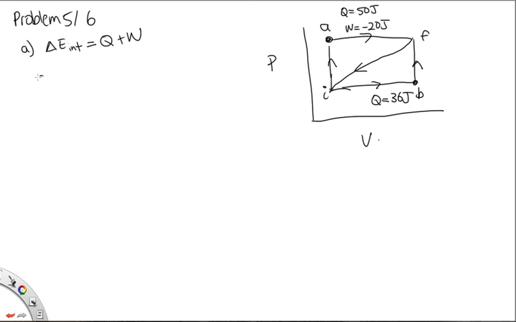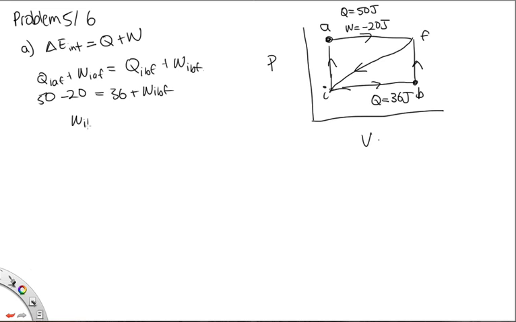So we know that Q_IAF plus W_IAF is equal to Q_IBF plus W_IBF. And so we have 50 minus 20 is equal to 36 plus W_IBF. Rearranging this to get W_IBF, we have 30 minus 36, that's minus 6.0 joules, giving it to two significant figures. So let's just add that to this diagram. W is equal to minus 6.0 joules.